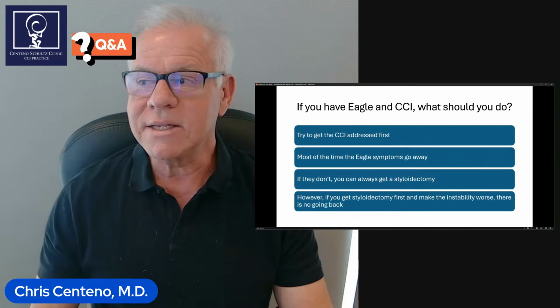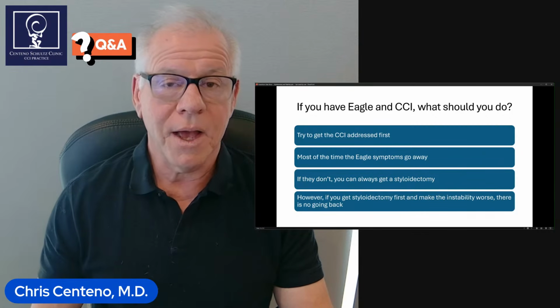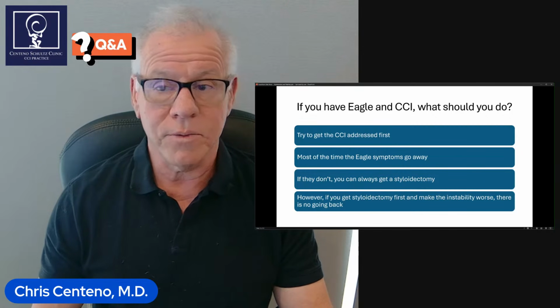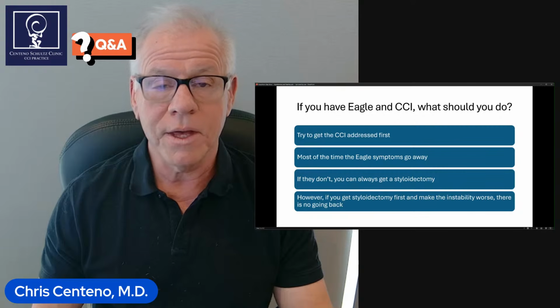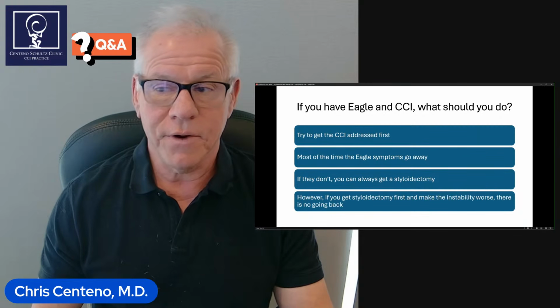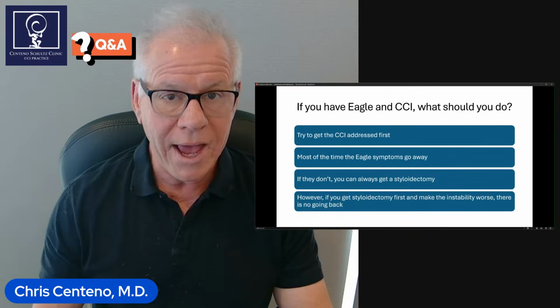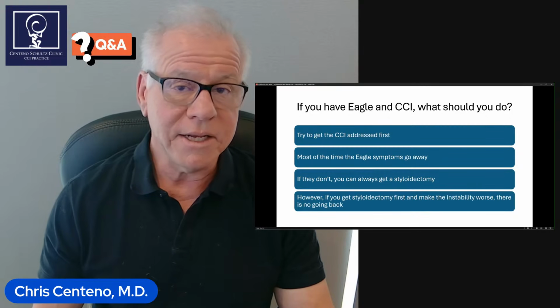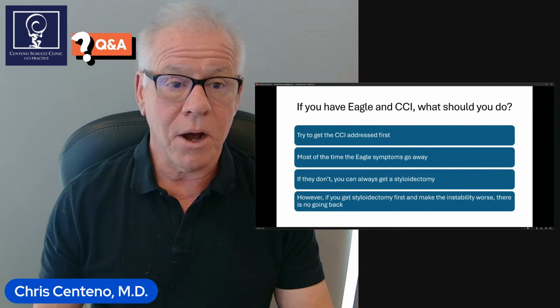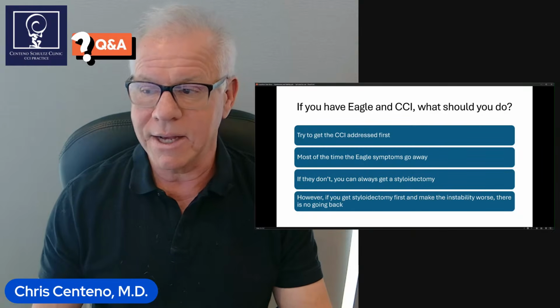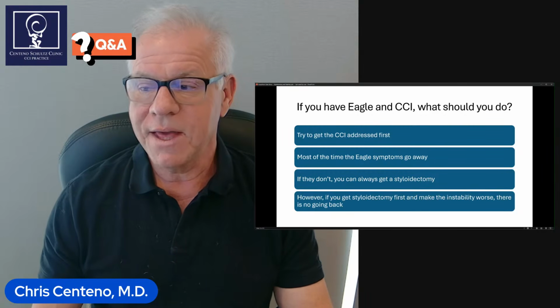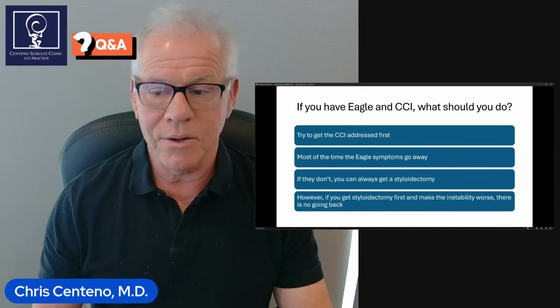So if you have Eagle and CCI, what should you do? Let's say you really are one of those rare people that has both. Well, try to get the CCI addressed first. Normally, most of the time, the Eagle symptoms go away, and that's all that needs to be done. And that's usually in our clinic with that EPICL procedure. If they don't, you can always get a styloidectomy.